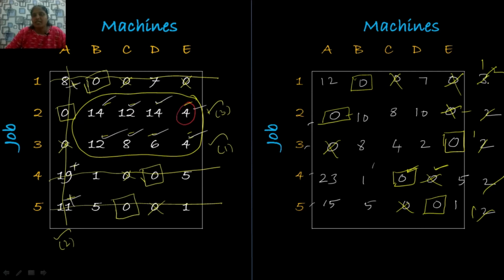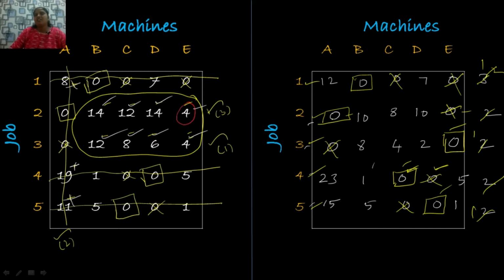After making the assignments, check whether each row has exactly one 0 assignment. Here, look at the first row, that has an assignment. The second row also has an assignment. The third row has an assignment at this position. The fourth and fifth rows also have an assignment.